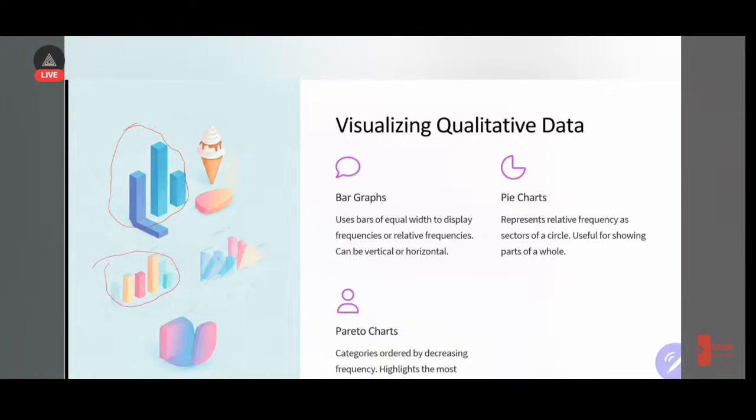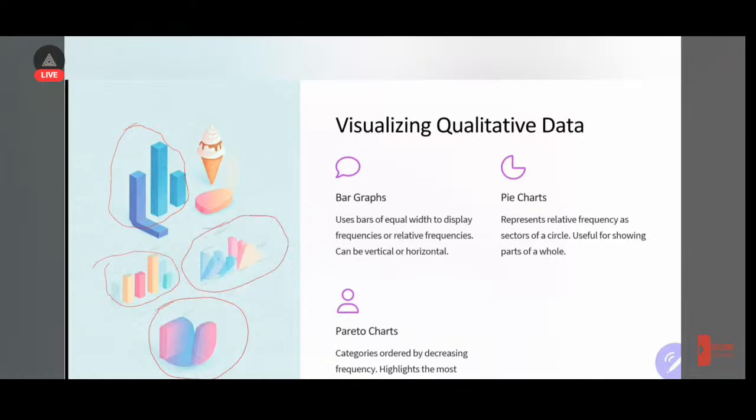And secondly, we have a pie chart. It's in form of a pie. Or it's in form of a pizza. Let's put it that way. Now, this represents relative frequency as sectors of a circle, useful for showing part of whole. So this is what it looks like. Okay, we have something like this.